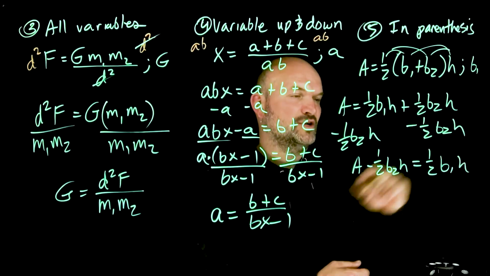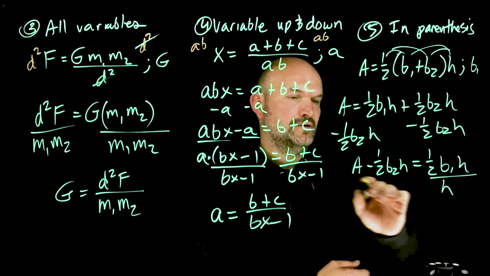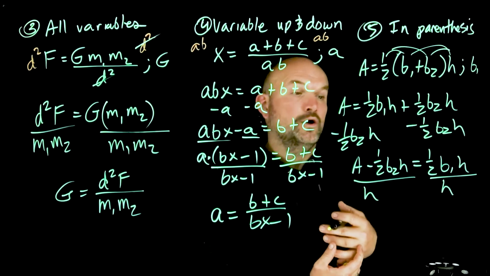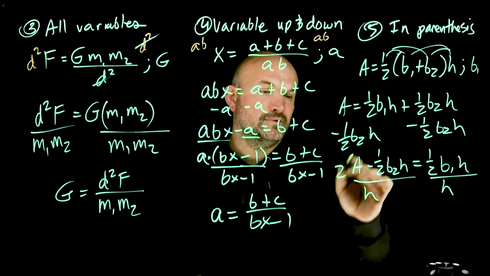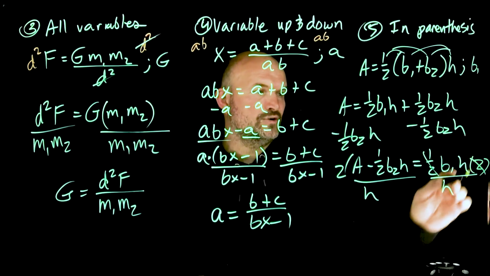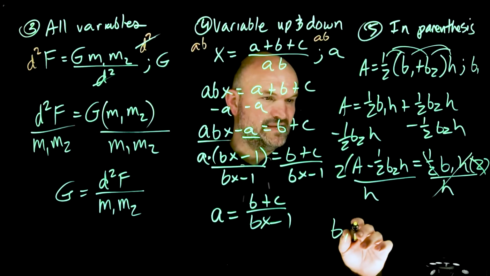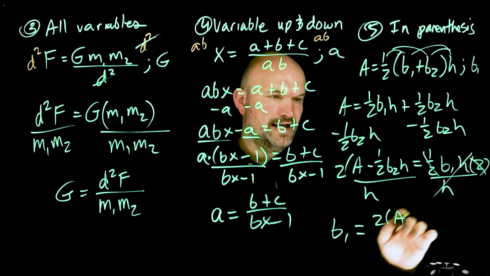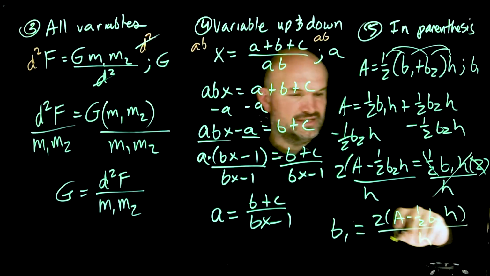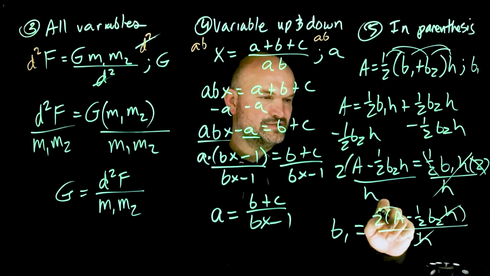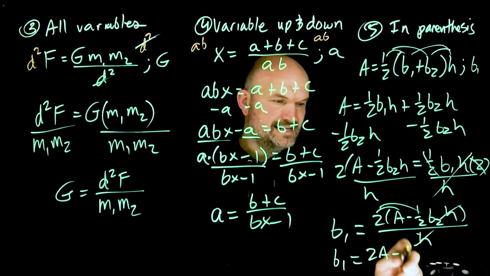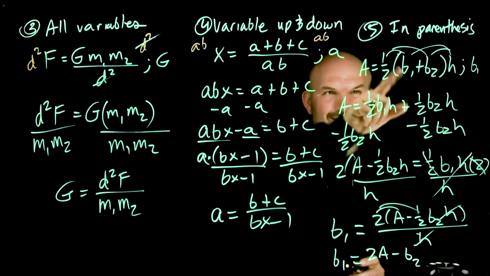Now, to get rid of multiplying by h, I can divide by h. And then to undo multiplying by 1/2, I could divide by 1/2, which is the same thing as multiplying by 2. So now if I multiply by 2, you can see the 1/2 times 2 is going to go to 1. The h's are going to divide out, and I'm left with b1 equals 2a minus b2h, and that's divided by h. So let's see, actually those h's are going to divide out. That is going to go to 1, so b1 is equal to 2a minus b2.